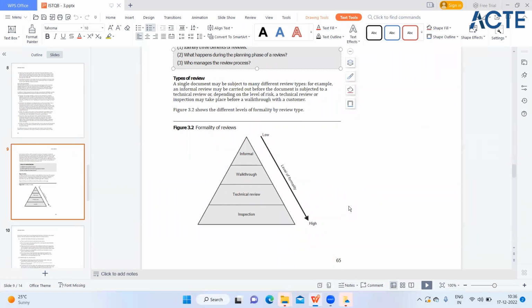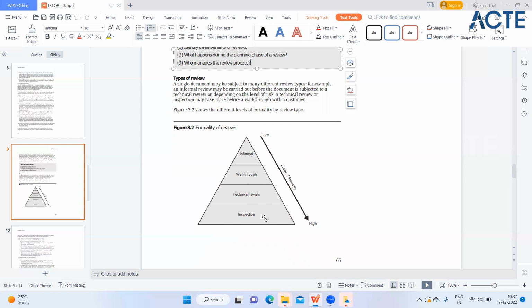Now we have seen the stages of review. Now we will see the types of reviews. Just remember from this diagram, low to high. This is the level of formality. So which one has the highest level of formality? It is always inspection. You might get this kind of question, with four options, and you have to choose which has the highest level of formality. The answer will be inspection. So the first formality level is informal, then the walkthrough, then technical review, then inspection.